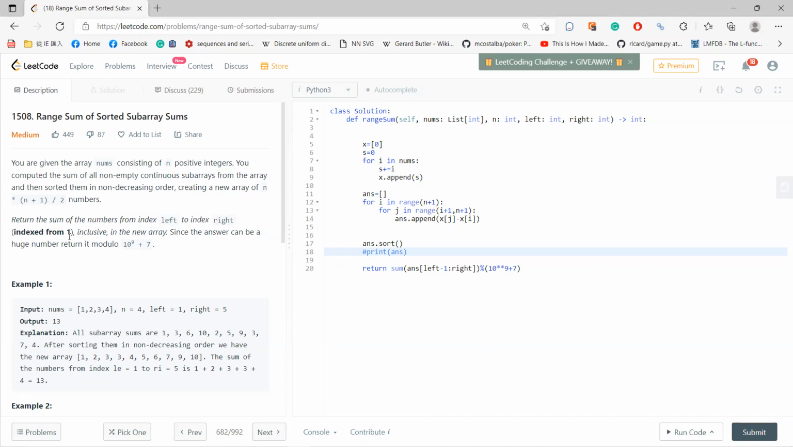So this is very stupid because it starts from 1. So when you code in Python, you should go left minus 1, right. Because left is 1-indexed, and then take modulo 10 to the 9 plus 7.